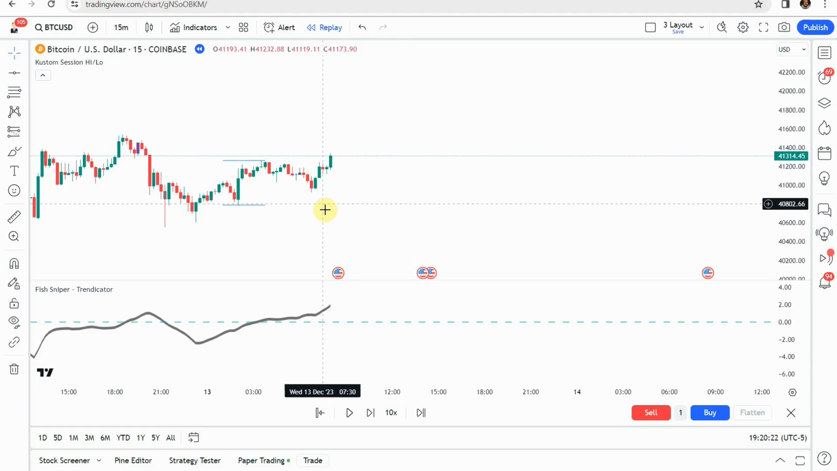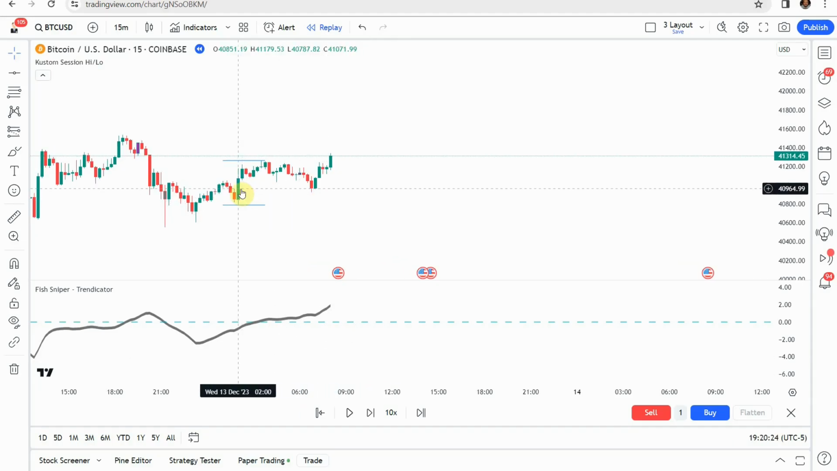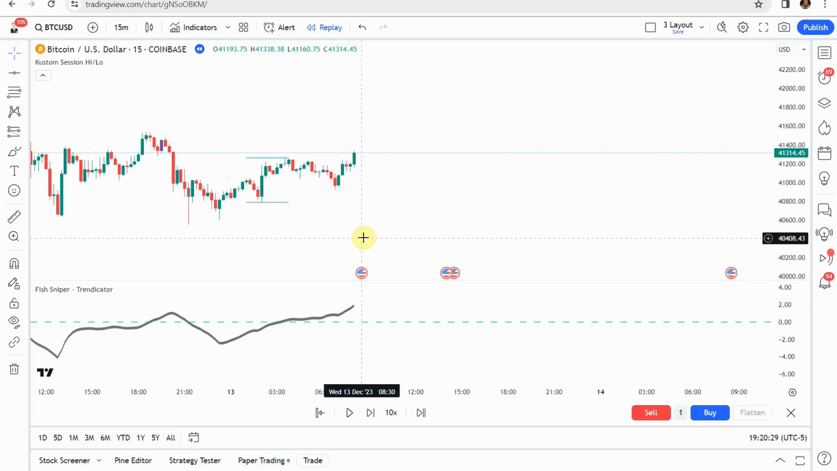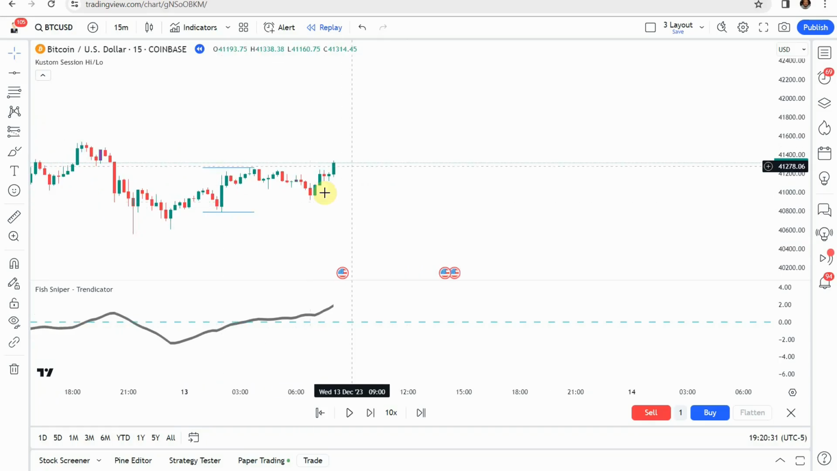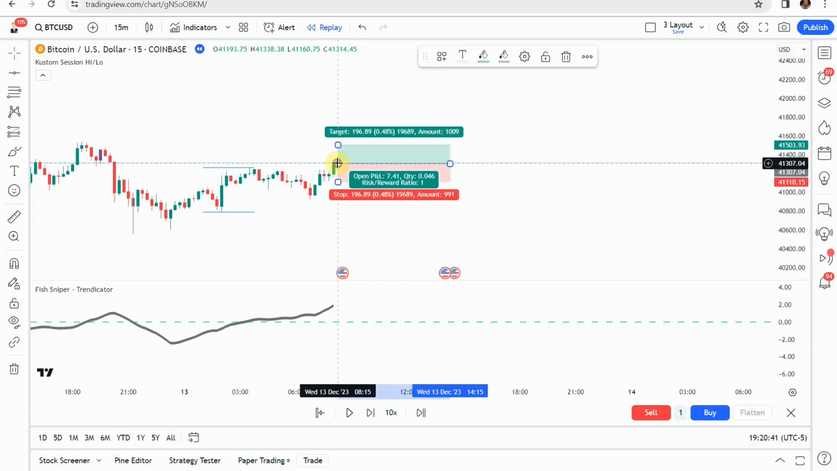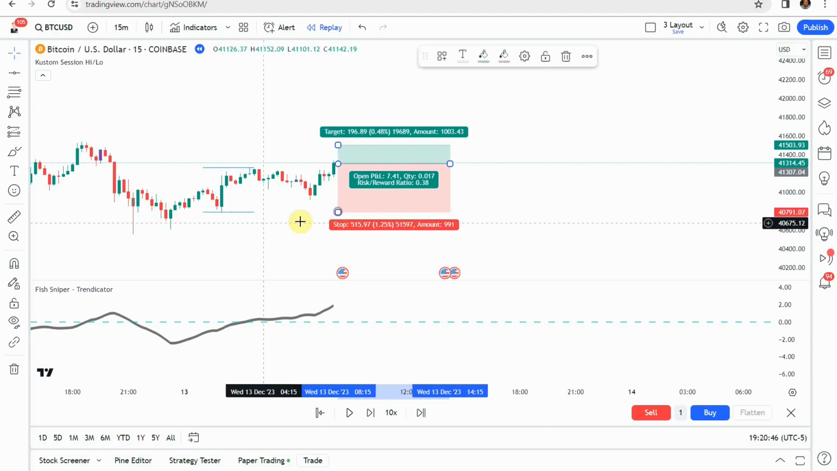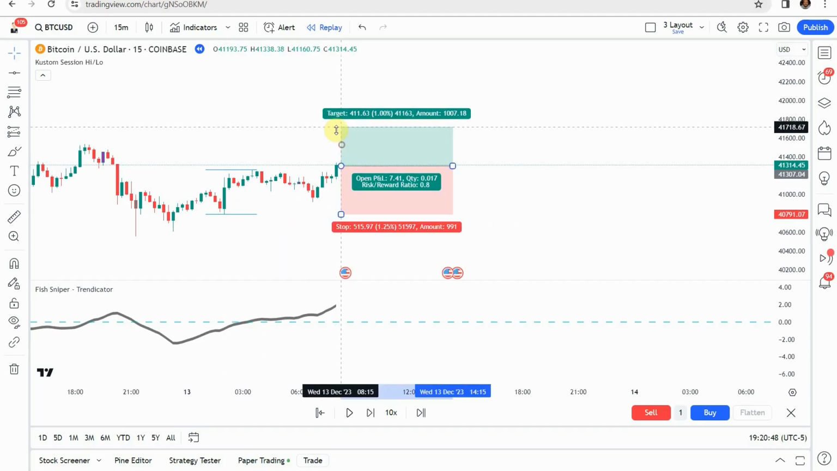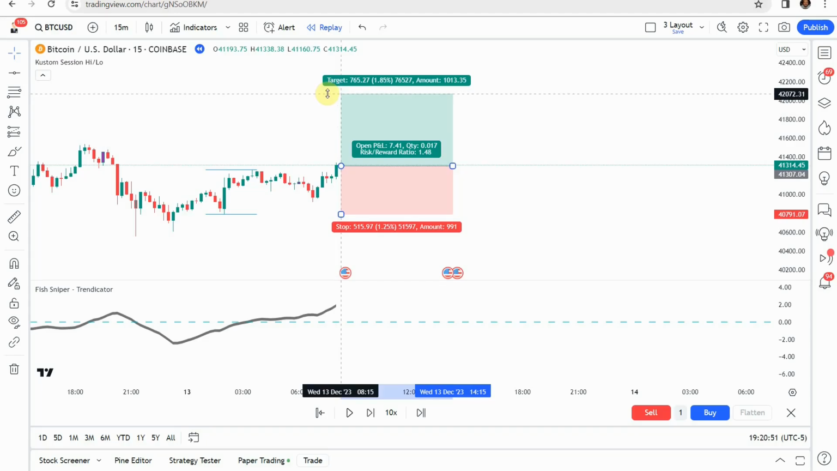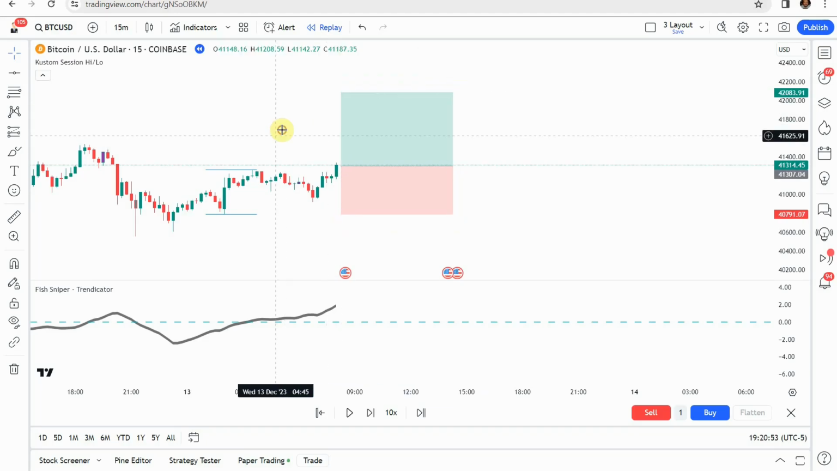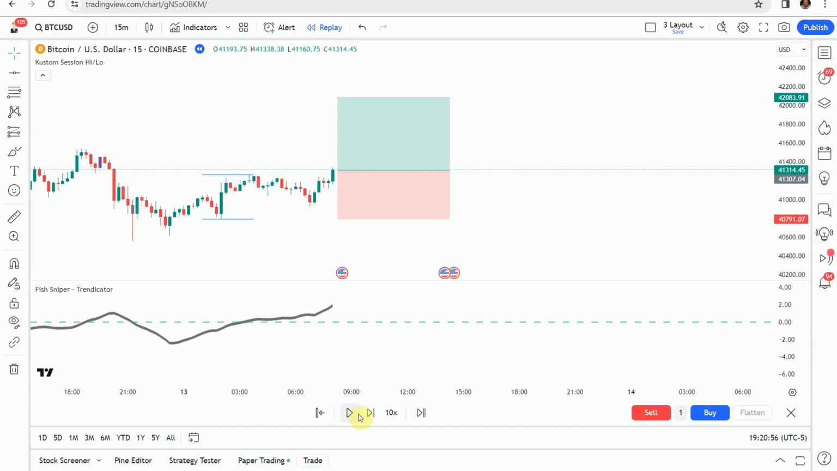And so what we're looking for is when the price action breaks the range here, either to the upside or the downside. When it breaks to the upside, for example right here, then we are looking for the fish sniper to be above the dashed line. And when those two line up right there, it's going to be our signal to go long. We're going to put our stop at the lower band of the range, and we're going to target a 1 to 1.5 risk reward. So right about there. Let's play this forward and see what we get out of it.